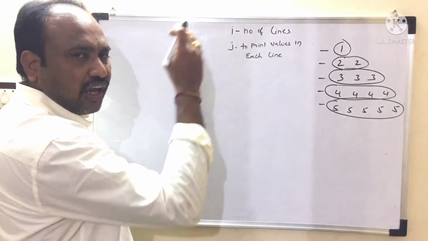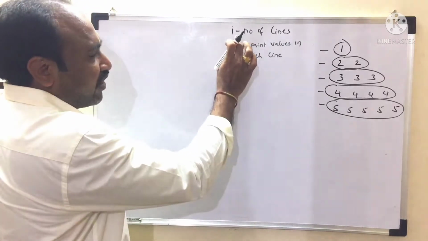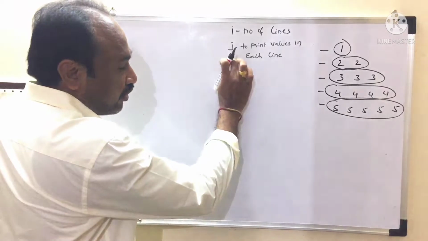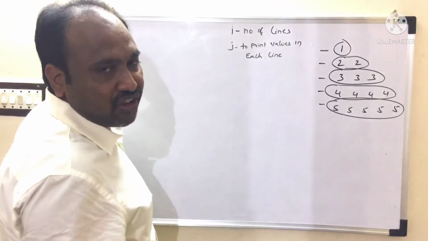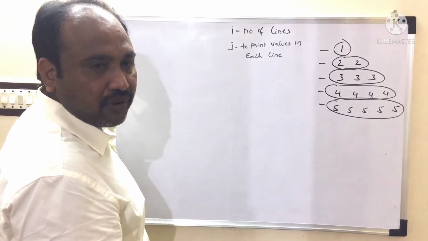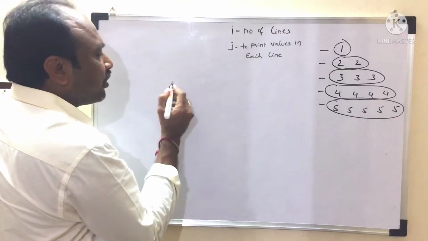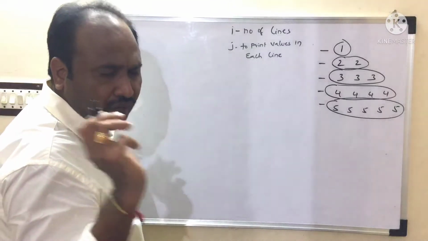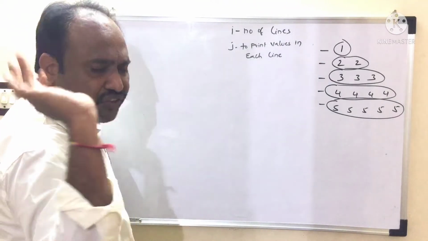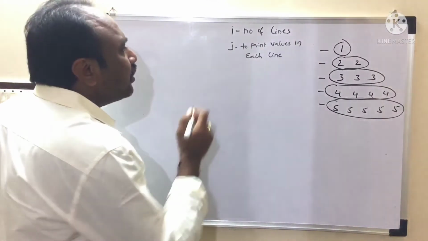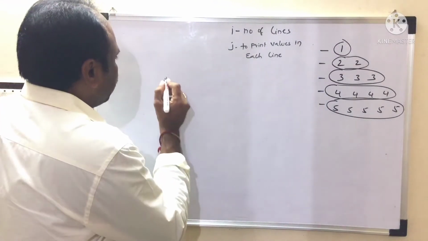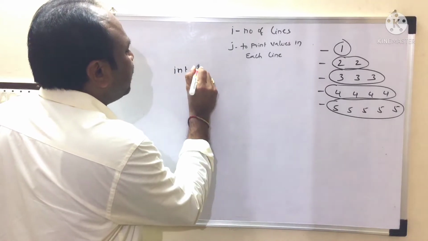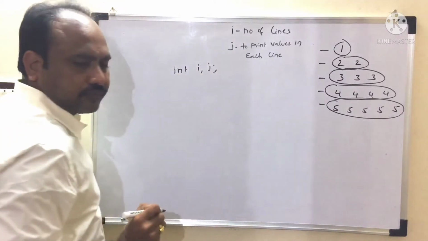Sir, why are you using I for loop and J for loop? I for loop to repeat from first line to fifth line. J for loop to print values in each line. Now we write the program. Sir, is there any rule for taking I and J? No rule at all. You can take X, Y, A, B, C, D also. It is up to you. But for my flexibility, I am using I for loop and J for loop. So I am taking two variables, int i, j.